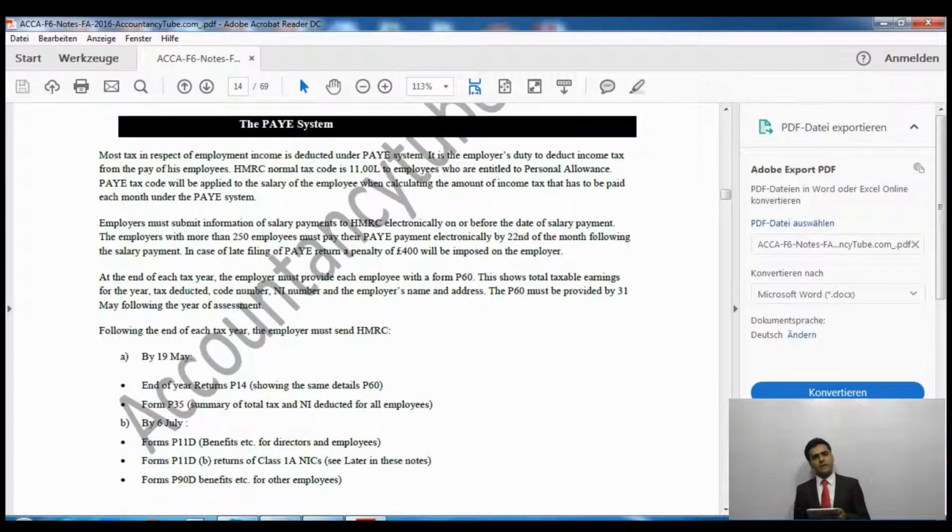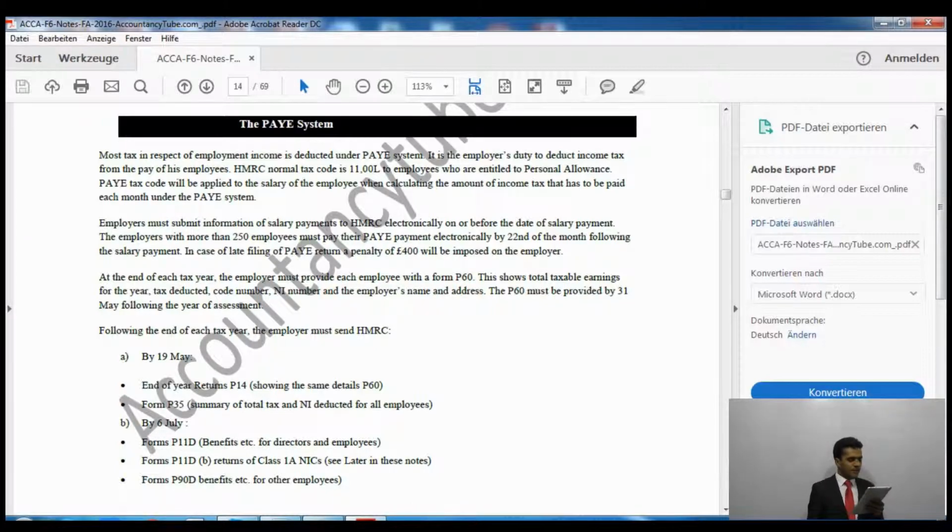Now, within the UK, salary is mostly paid in the last week of a month. So when the salary is paid, obviously the employer has deducted the tax on it. They have a responsibility to submit that tax to HMRC by the 22nd of the next month after the salary is paid. Right? Then it says, in case of late filing of the PAYE return, a penalty of £400 will be imposed on the employer. So if the employer was unable to pay by the date, then there is a penalty of £400.